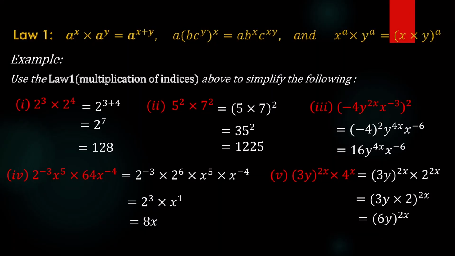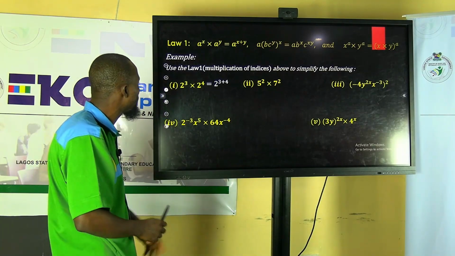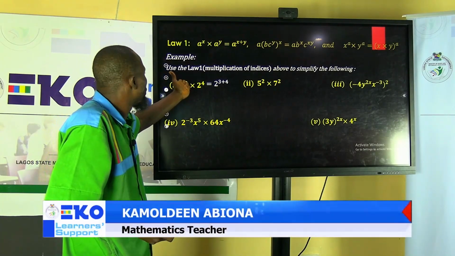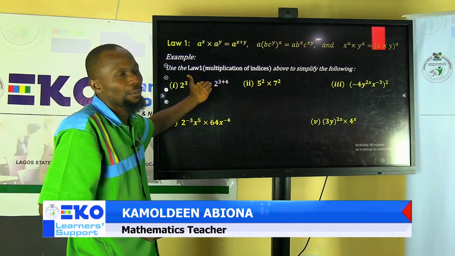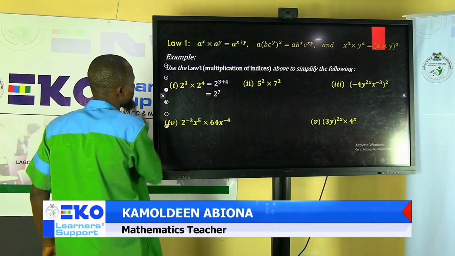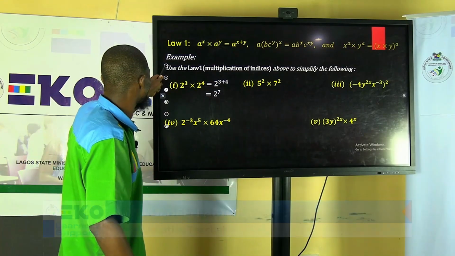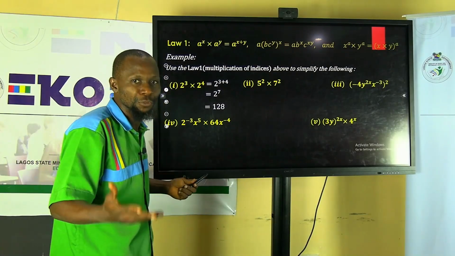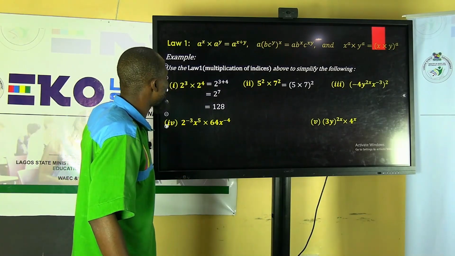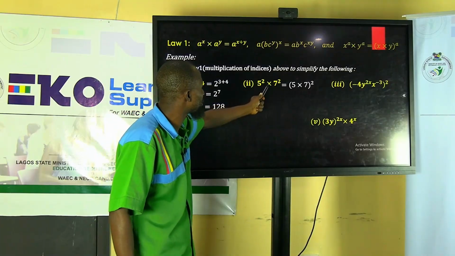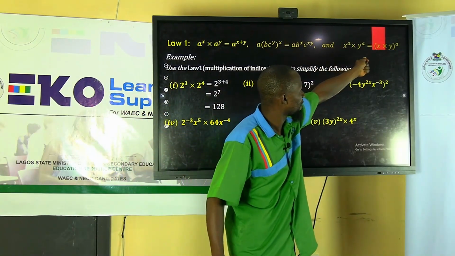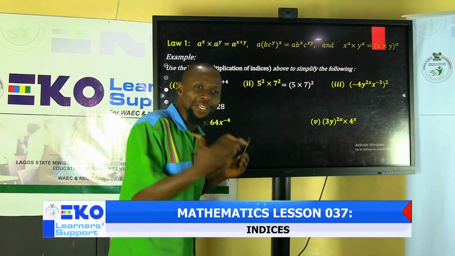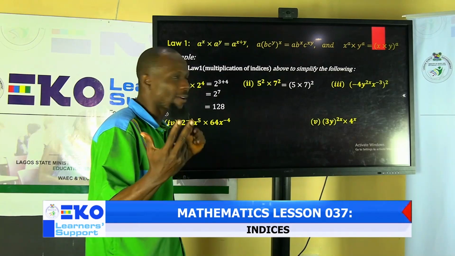This is very simple, it appears very simple. Just apply the law: 2 raised to power 3 plus 4, and that is 2 raised to power 7. That is actually 128 if you need to calculate it. The next one we have is 5 raised to power 2 times 7 raised to power 2, which is an application of this law. The bases are not equal, but the powers are equal.